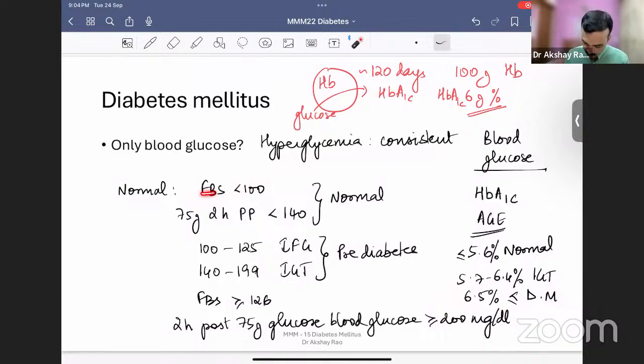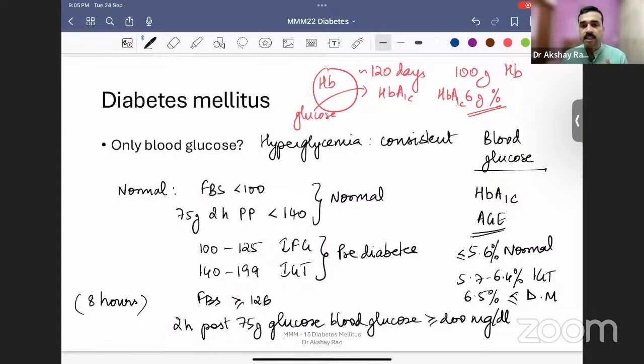Suppose, not this, I'm sorry. If you get this kind of value, suppose you tested the fasting blood glucose level. Fasting means what? They should not have eaten anything for 8 hours. Okay, 8 hours, no calorie intake, no food intake, no sugar intake. No tea, no coffee, nothing. So 8 hours of NPO, nil per oral status, water is fine. After that, check the fasting blood glucose level.